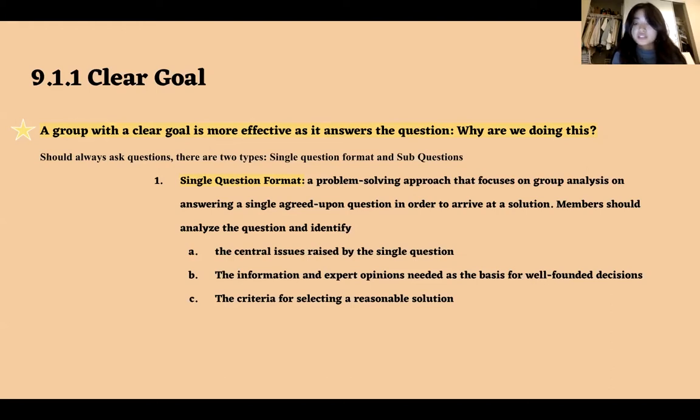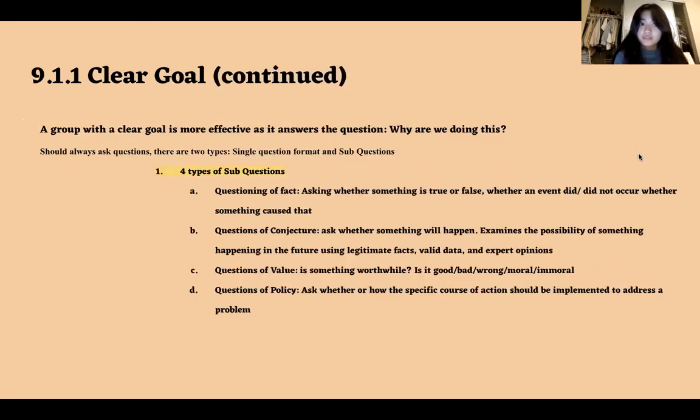In order to do this, members should identify A, the central issues raised by the question, B, the information based on expert opinions to make well-founded decisions, and C, criteria to select a good solution. And this is the same subchapter continued.